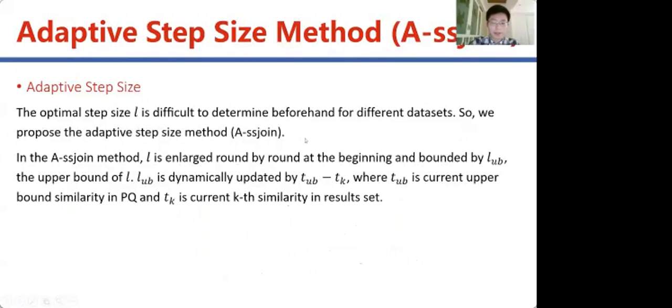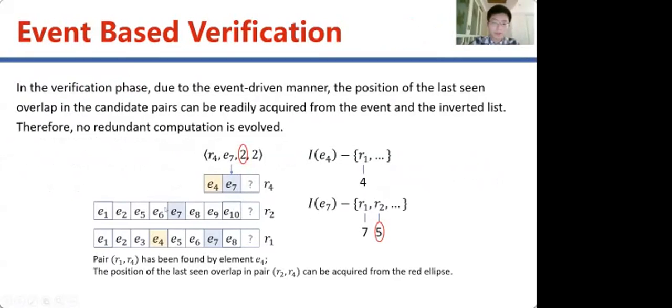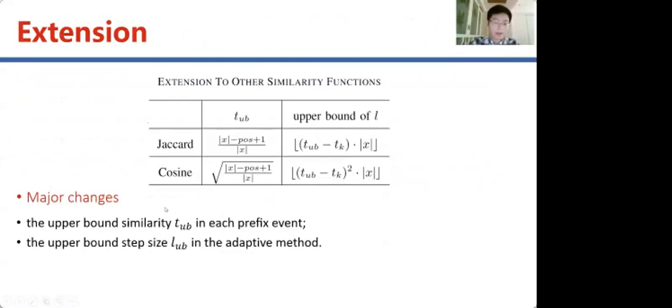The optimal step size L is difficult to determine for different datasets. To address this problem, we propose the adaptive step size method. In the adaptive method, L is enlarged round by round at the beginning and bounded by the upper bound LUB, where LUB is dynamically updated by TUB minus TK. Here TUB is the current upper bound similarity in PQ, and TK is the current kth similarity in the result set. Besides, we also introduce an event-based verification to avoid redundant computation in the verification phase. Next, we extend the method to other similarity functions. The major changes are TUB and LUB shown in the table.